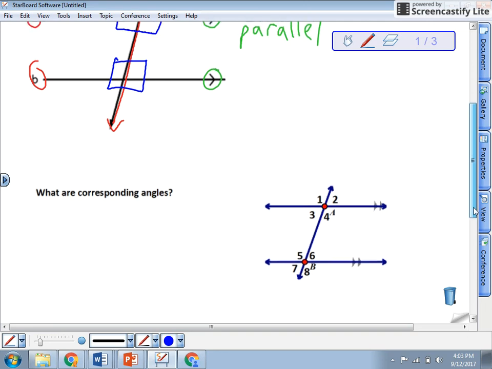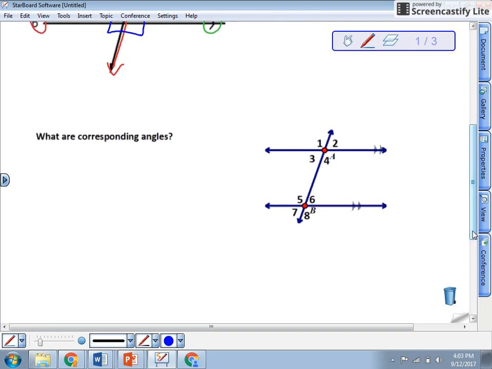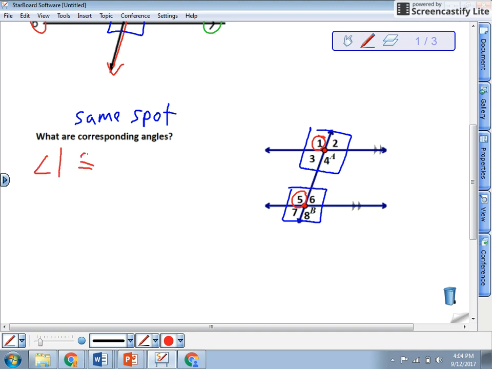Now, the first one we want to talk about is corresponding angles. If you remember from yesterday, most of the names tell you what they are, but corresponding means same spot. That's the only one that's not very descriptive. I like to draw a box around each set of angles formed by that transversal and see which ones are in the same spot. So if I call this one the top left, which one would be the top left on the bottom? That would be 5.